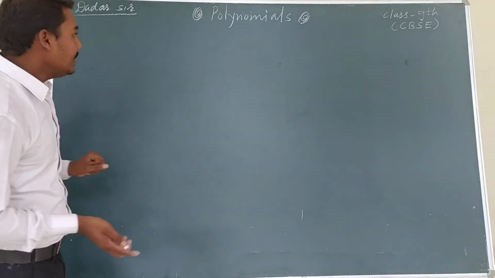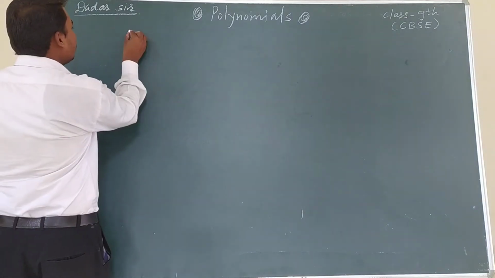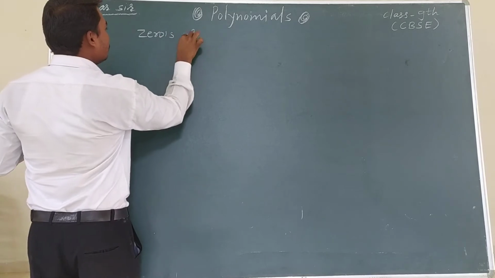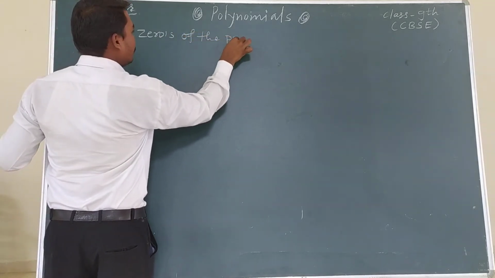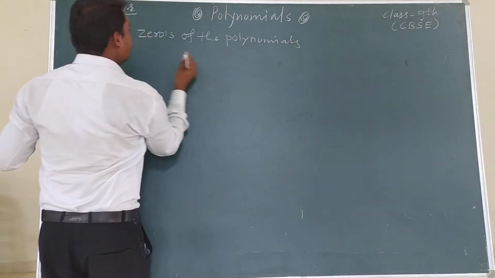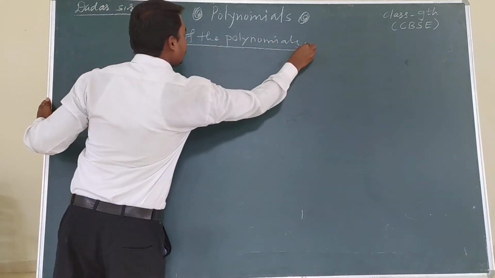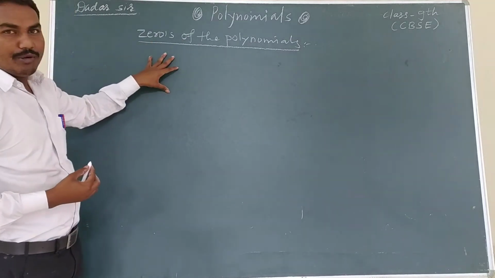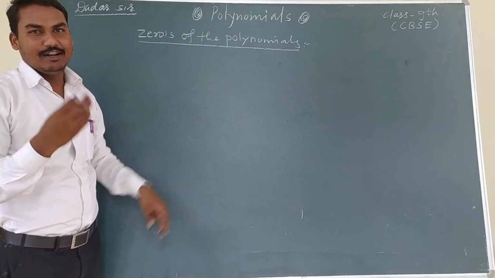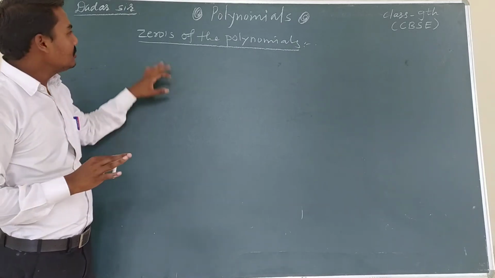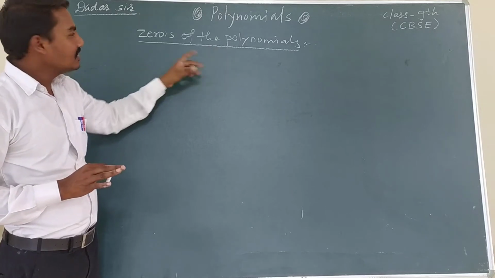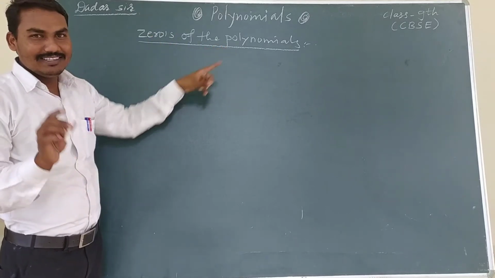Okay. Next point is the zeros of the polynomial. Zeros of the polynomial means those values for which the given polynomial becomes 0. Such values are known as the zeros of the polynomial. Okay, it is the definition.